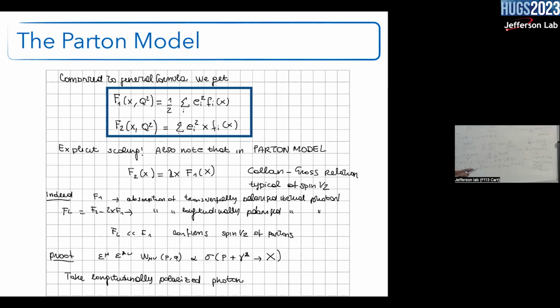Yes? Exactly. They don't have the gluon. Exactly. That's a perfect question to go to the next bit.